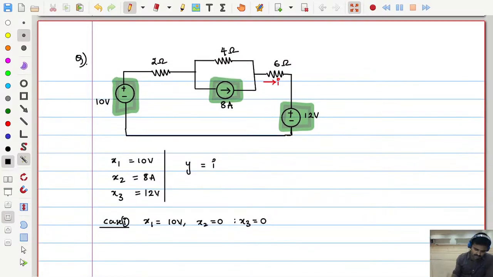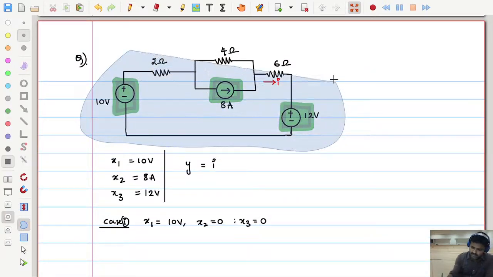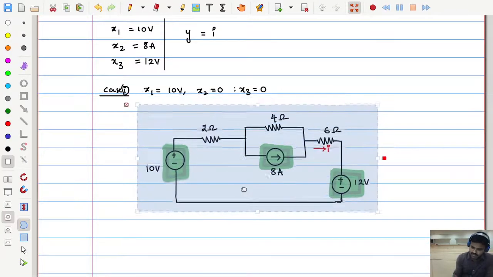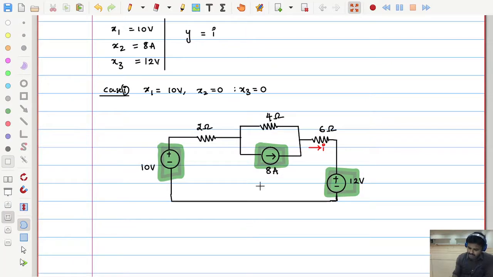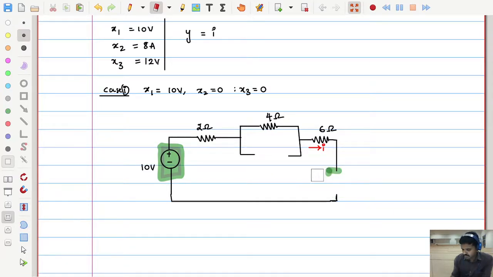With this condition, let us draw the circuit diagram first. In order to make X2 to be 0, what shall I do? Is X2 a voltage source or current source? It is a current source. If it is a current source, we need to open it. If it is a voltage source, we need to short it. X3 is a voltage source, so I need to short it, whereas X2 is a current source, so I need to open it.